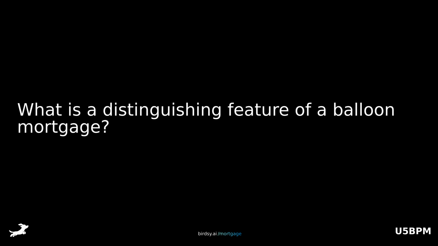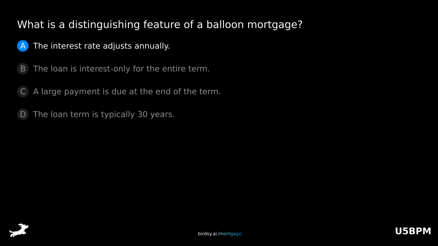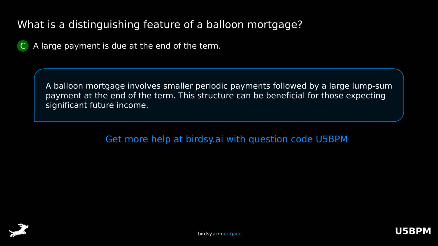What is a distinguishing feature of a balloon mortgage? Is it A, the interest rate adjusts annually, B, the loan is interest-only for the entire term, C, a large payment is due at the end of the term, or D, the loan term is typically 30 years? The answer is C, a large payment is due at the end of the term. A balloon mortgage involves smaller periodic payments followed by a large lump sum payment at the end of the term. This structure can be beneficial for those expecting significant future income.